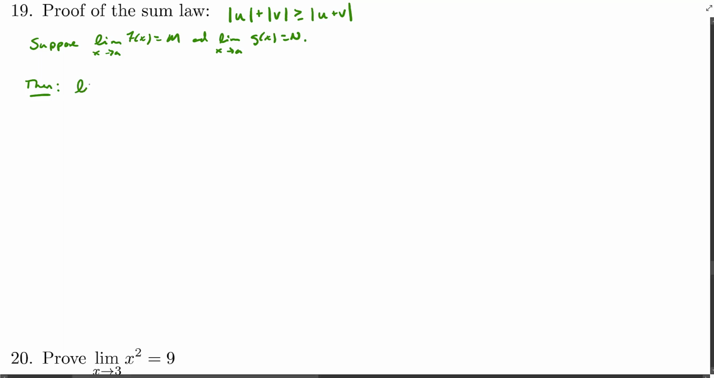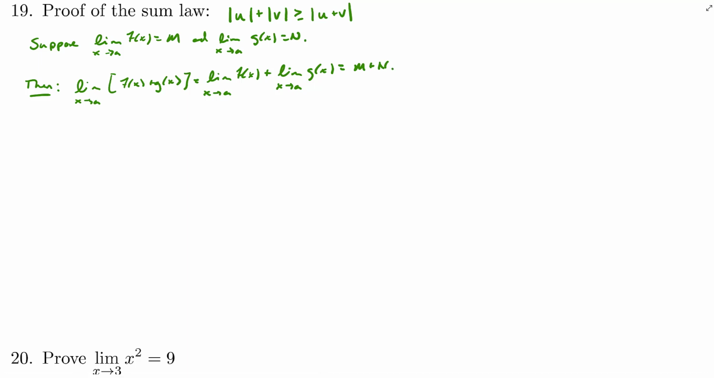Let's write that out. The limit as x approaches a of f of x plus g of x is equal to the limit as x approaches a of the first function, plus the limit of the second. And how would we actually compute that? Well, that's m plus n. So let's go ahead and prove this.